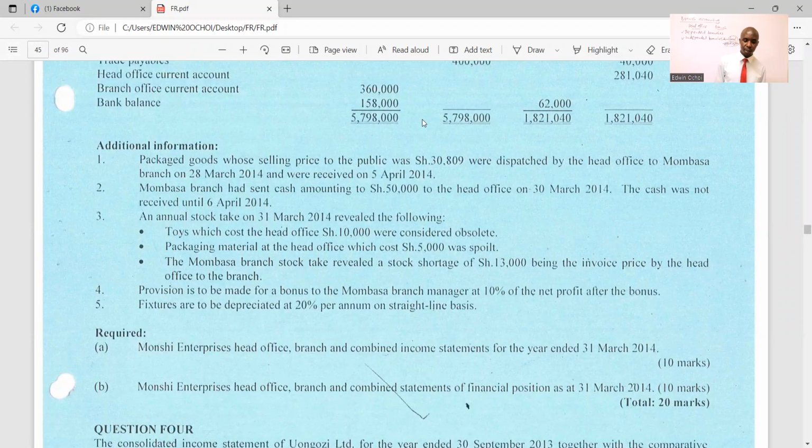Additional information number two, they say Mombasa branch had sent cash amounting to 50,000 to the head office on 30th March 2014. Was the cash received by the end of the year? They said the cash was not received until 6th April 2014. What does that show? Cash in transit. So that is cash in transit.